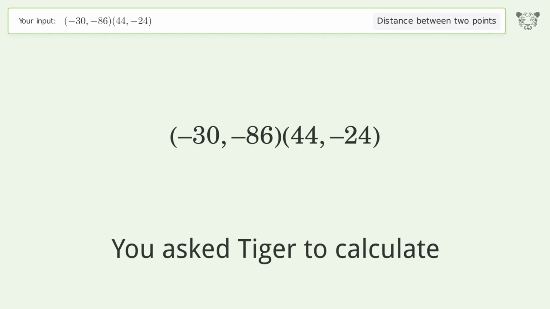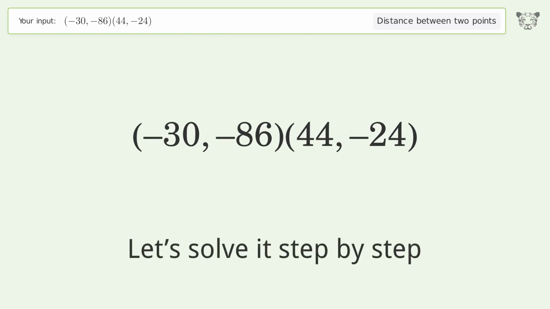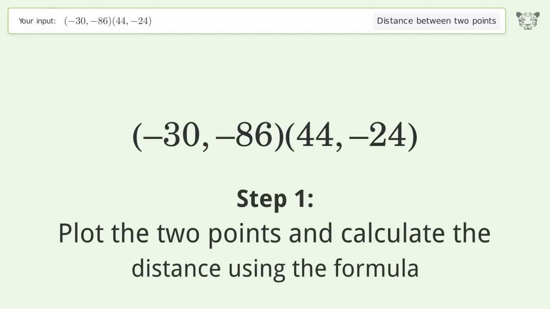You ask Tiger to calculate. This deals with the distance between 2 points. The distance between the 2 points is the square root of 9,320, or 96.54. Let's solve it step by step. Plot the 2 points and calculate the distance using the formula.